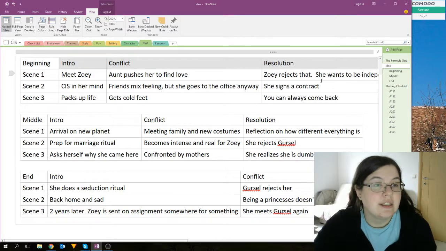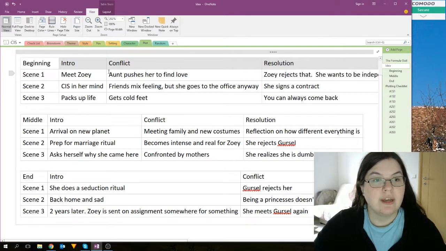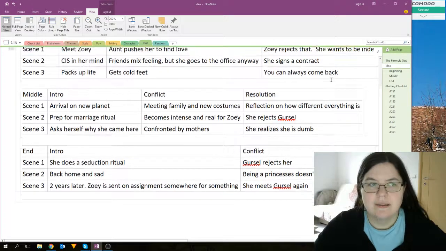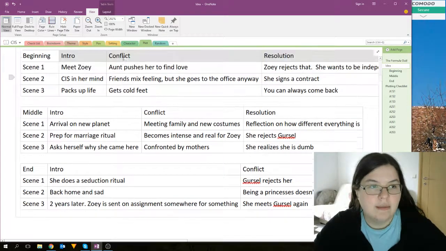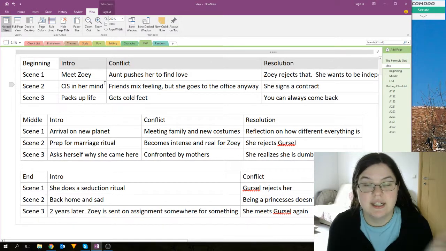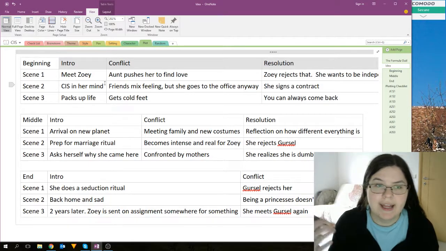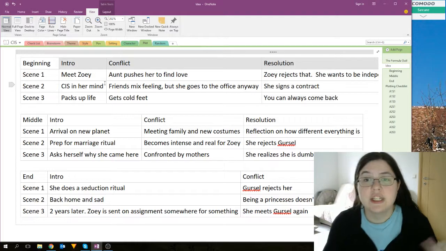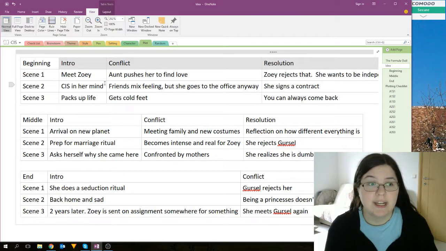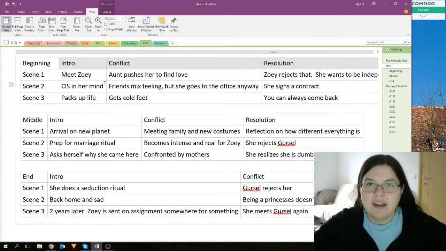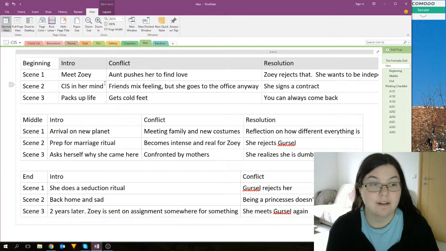So as you can see, we have meet Zoe. It pushes her to find love. Zoe rejects that because she wants to be independent. Scene 2 is CSI, that's the Chance in Space matchmaking service, is in her mind. Her friends have mixed feelings. She goes to the office and she leaves signing a contract with the company. Finally, she packs up her life. She gets cold feet, but she goes anyway with the idea that she can always come back.